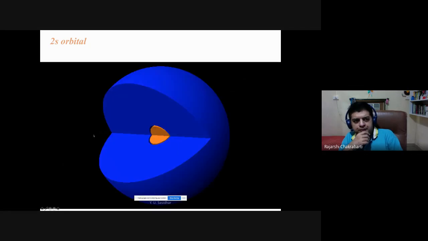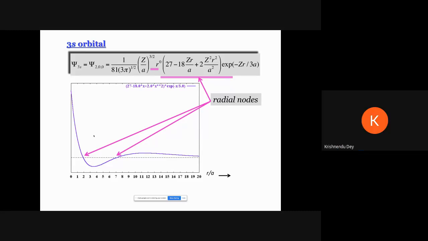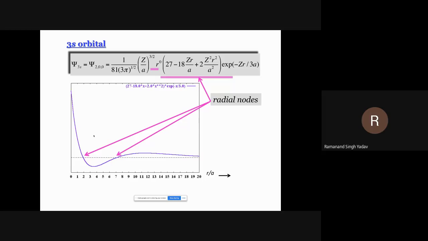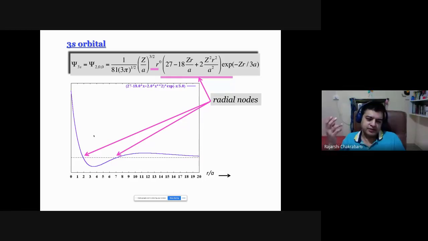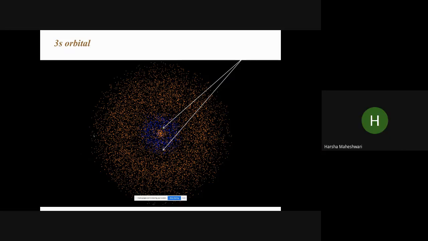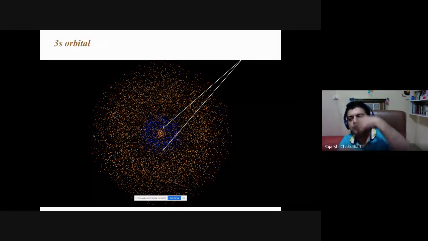This is 2s. We have done it. 3s. How many radial nodes will be there in 3s? There will be 2. And how many angular nodes? 0, because an s orbital never has an angular node. So for 3s, it should be plus, then one radial node, then minus, then another radial node, and then plus. So that's why it is saffron color, then blue, then saffron.